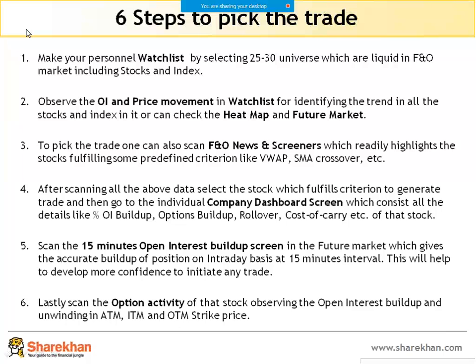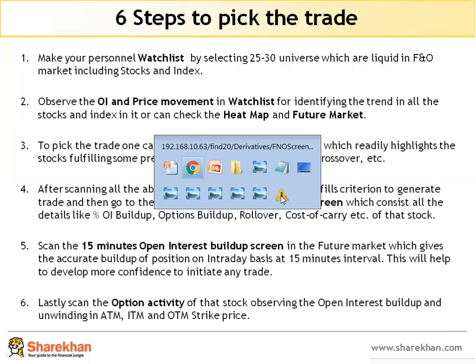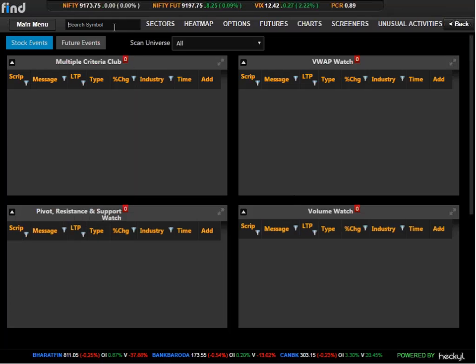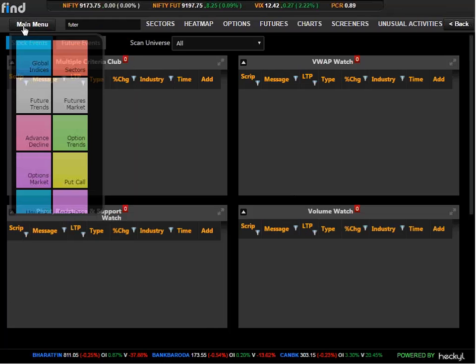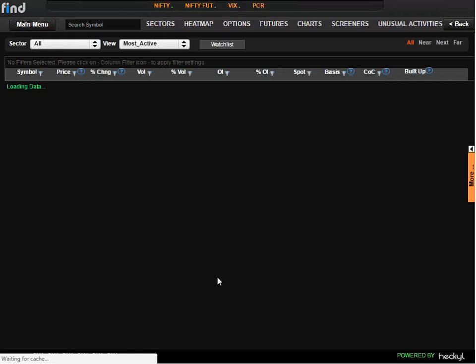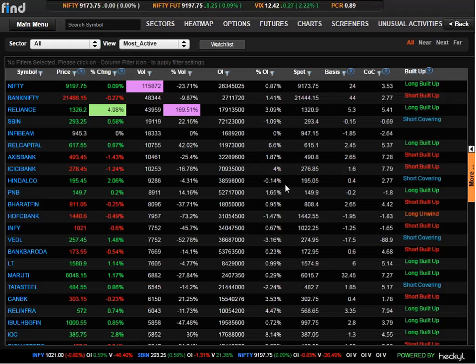After that, the next recommended step is to view the company dashboard. Suppose you are bullish on Reliance, currently you can also view the future trend which is available over here. These future trends are quite helpful for derivative traders, where you will get all the details of open interest and price movement, along with the premium and discount they are trading at, and on the right-hand side you will get the details of what kind of positions are getting added.